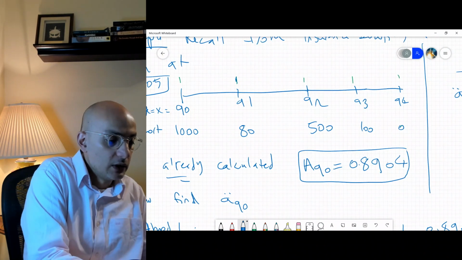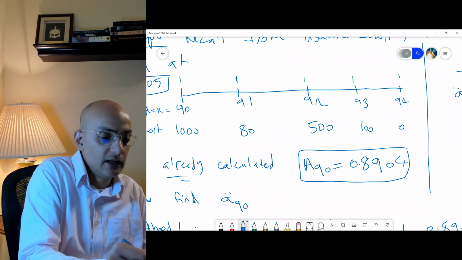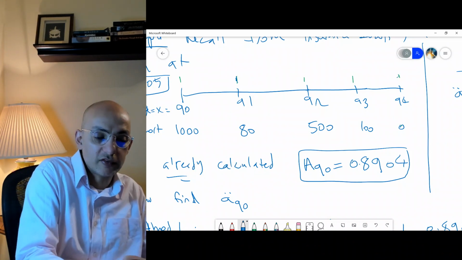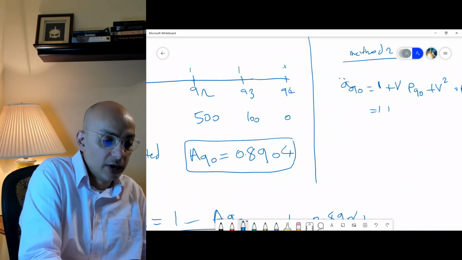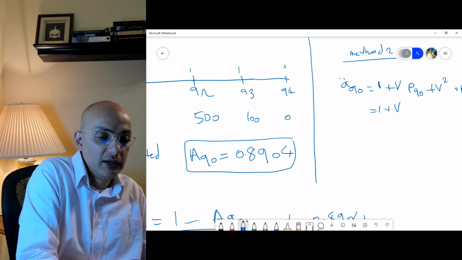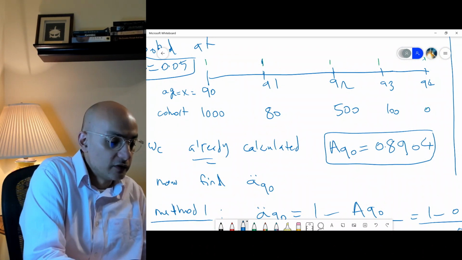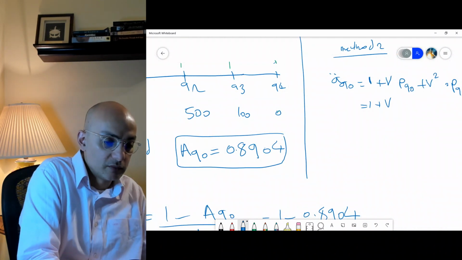Right, so 1, 2, 3, 4, 5. And then if this one we don't get it, we're going to multiply it by 0 because no one survived. But let's write it there. So let's now compute it again. 1 plus v times p90. To survive here, oh, this is 800 actually. 800 divided by 1000, right? Which is 0.8.